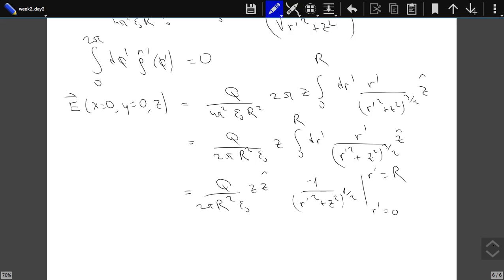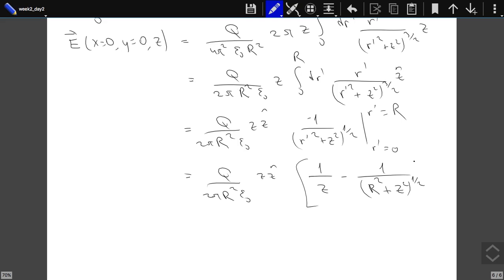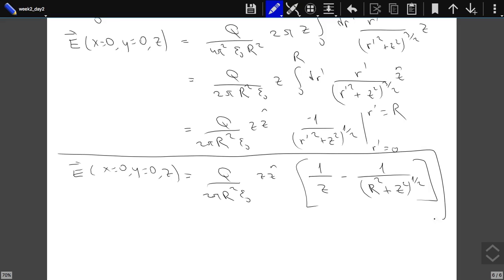And it becomes q over 2 pi r squared epsilon 0 z in the z hat direction, 1 over z minus 1 over large r squared plus z squared to the power 1/2. Assuming I didn't make any other computational mistakes, this is our result.